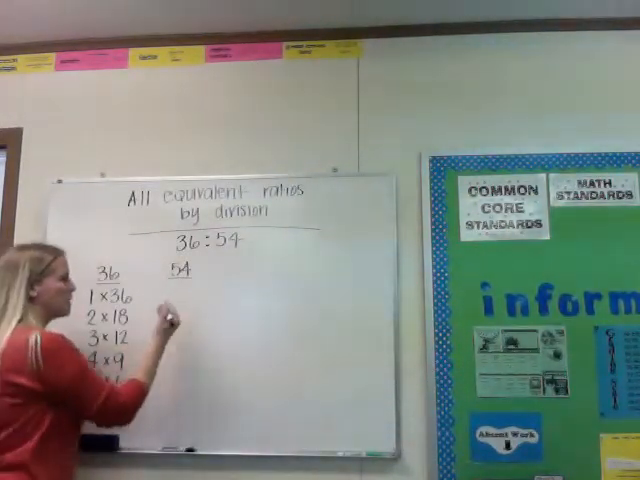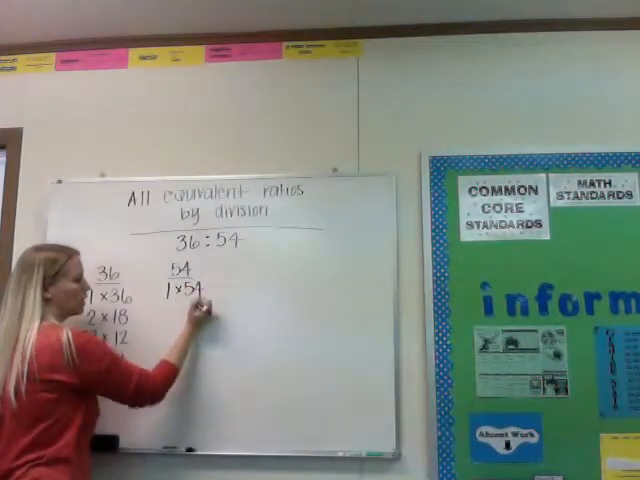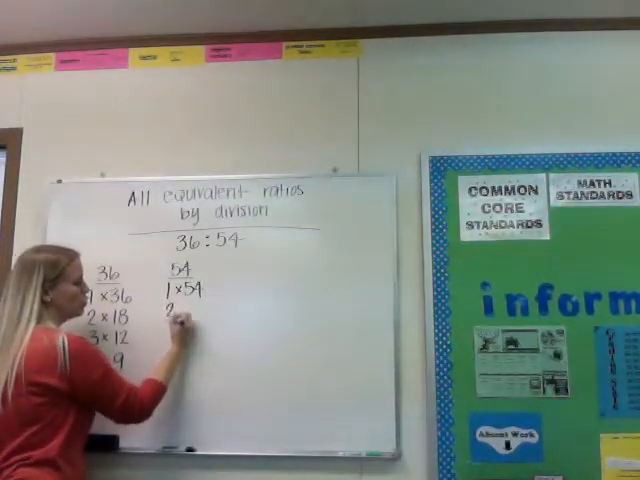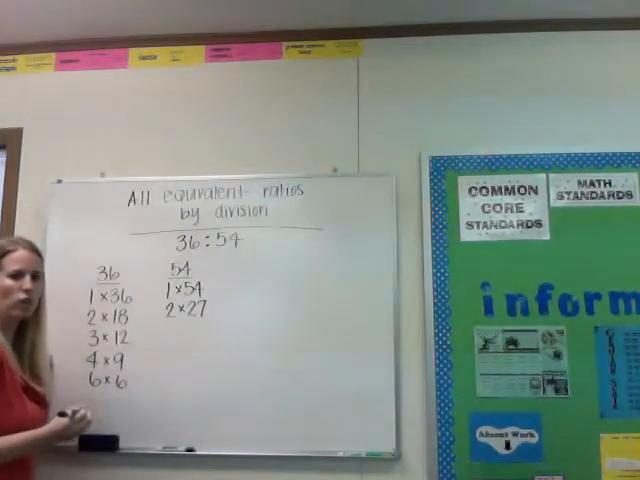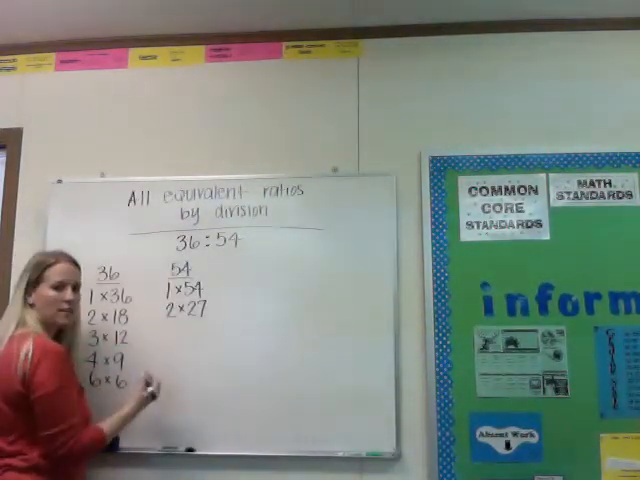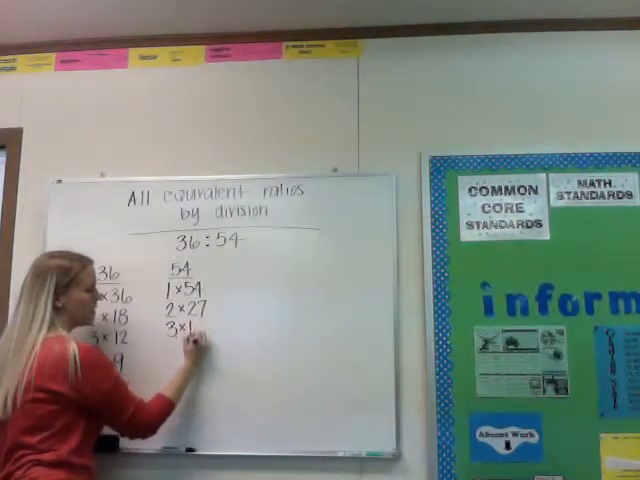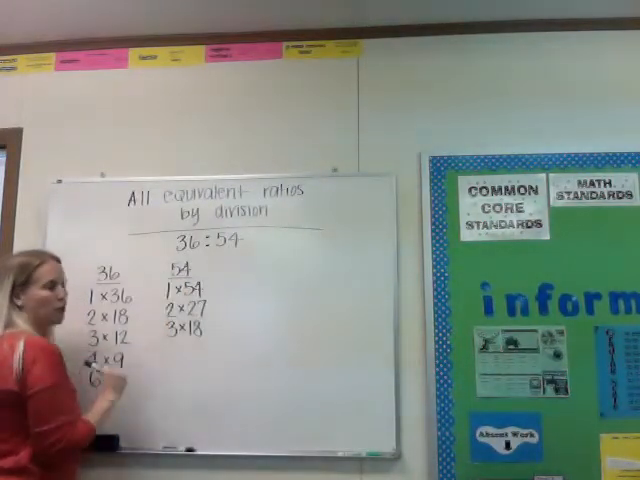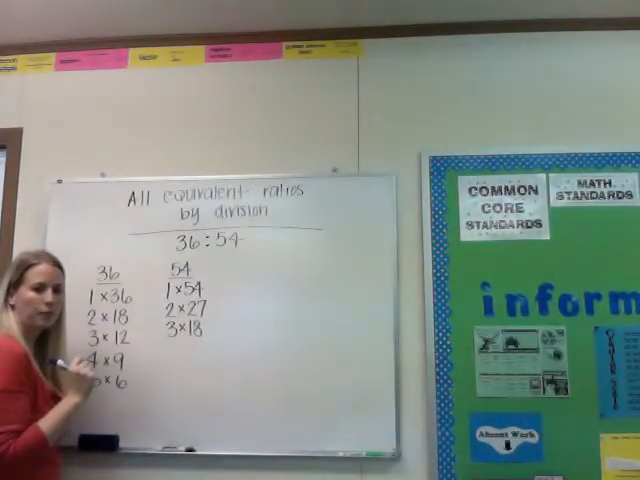Now I'm going to do the same process with 54. Of course, I'm going to start with 1 times 54. Okay? Because the last digit 4 is even, I can also do 2. 2 times 27. Because 5 plus 4 is 9, and 9 is divisible by 3, 3 will also work. It's 3 times 18. 54 is only a 2-digit number. 54 is not divisible by 4, so 4 is not an option.